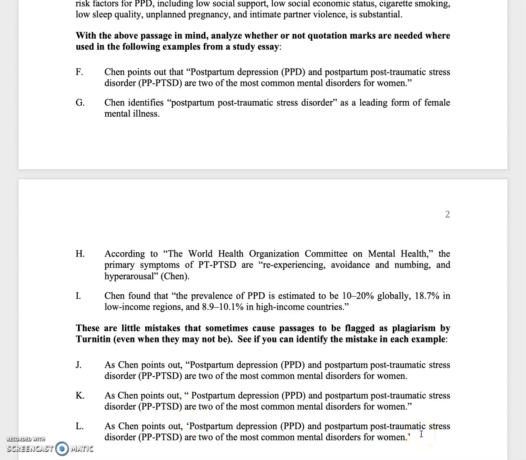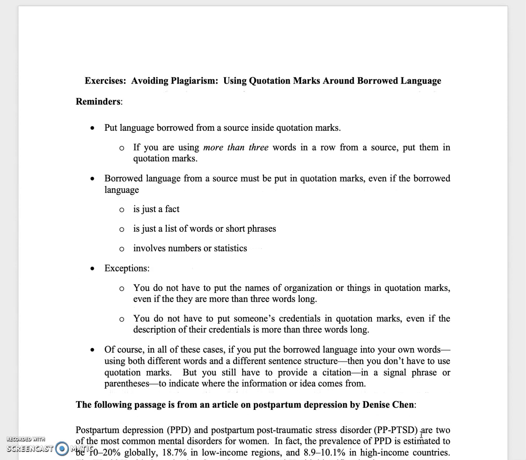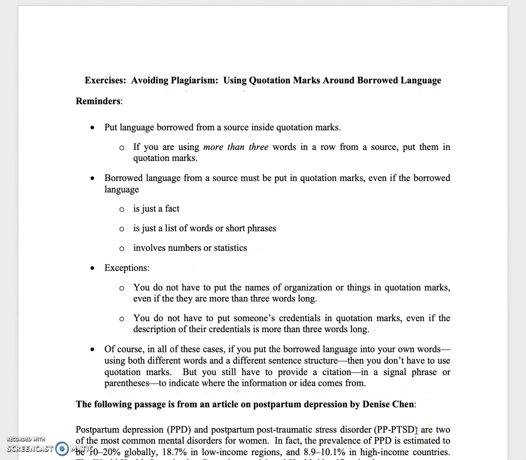All right, so those are just some tips for you on how to avoid plagiarism when you're working with borrowed language. And of course, the main concept here is you put borrowed language, exact language from a source, inside quotation marks. If you put it in your own words and with a different sentence structure, then you don't have to have quotation marks, but you do have to cite where it came from.